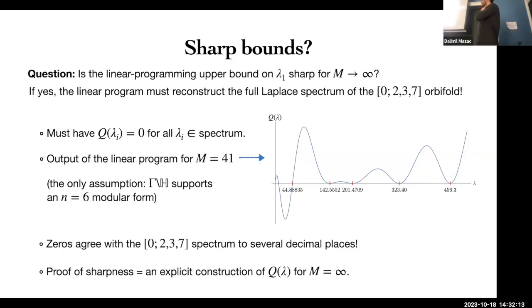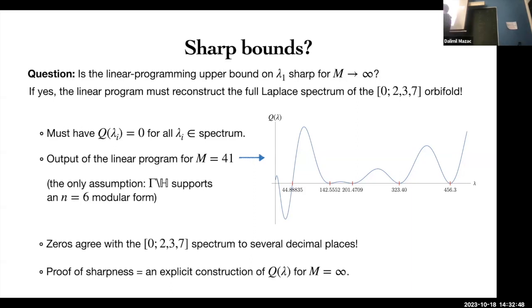But there's a very interesting question, which is whether the bounds are sharp. Is the linear programming upper bound on lambda 1 sharp when we use all of the identities, meaning is it actually exactly saturated by the 2,3,7 triangle surface? And if yes, then this linear program must be able to reconstruct the whole Laplace spectrum of this triangle. Somehow, because this is the extremal functional, which should know about the whole spectrum, because all of the inequalities have to become equalities. So in particular, the Q should vanish on the whole spectrum.